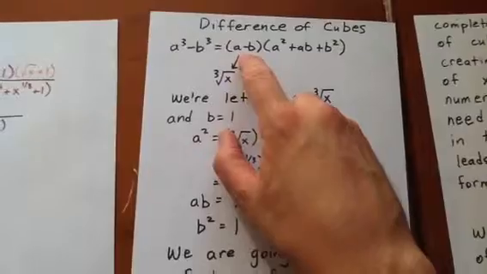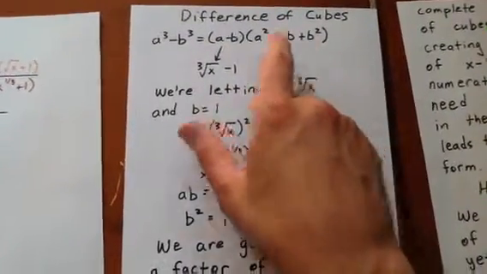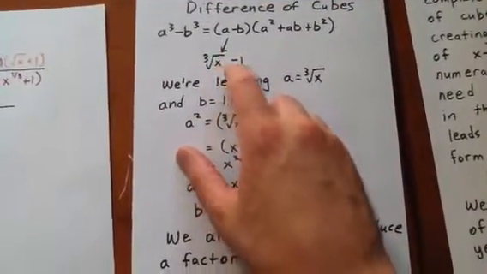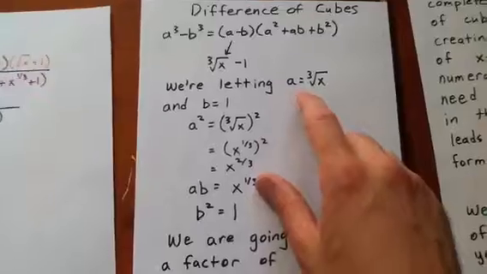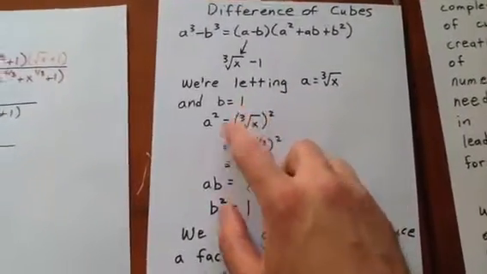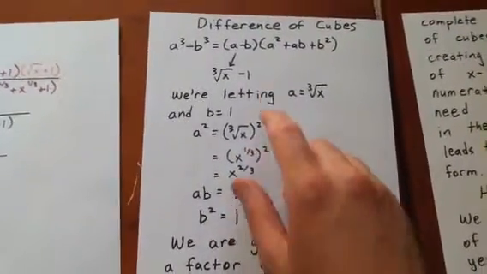Remembering that the difference of cubes rationalizing requires us to think along these lines. A cubed minus b cubed is a minus b times a squared plus ab plus b squared. A minus b will be thought of as the cube root of x minus 1. We're therefore going to let a be the cube root of x and b equal 1.